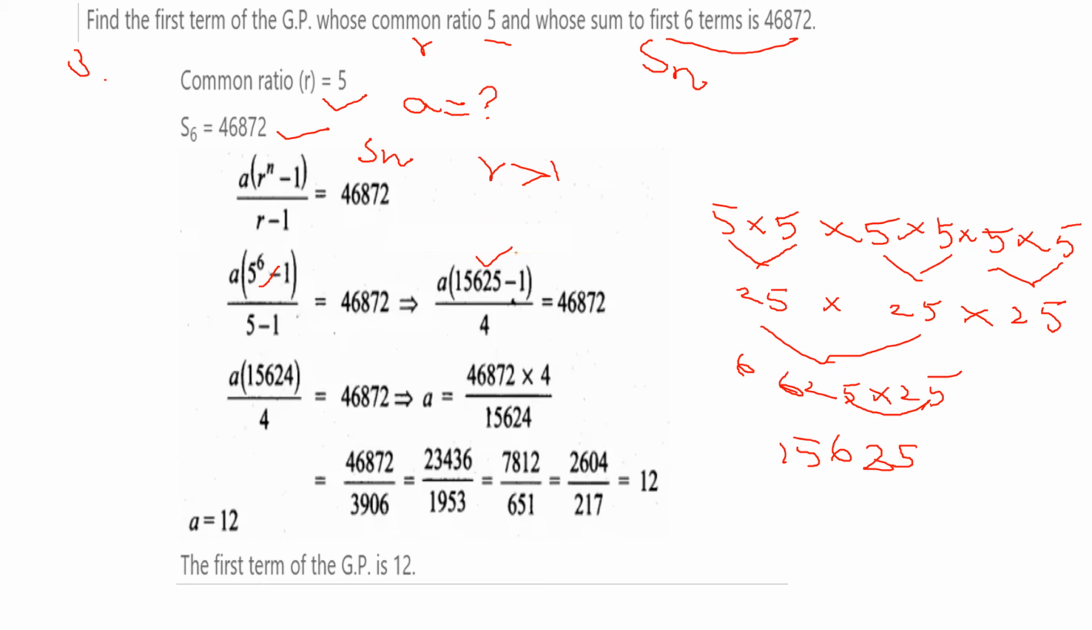46,872. So next step, A into 15,624 by 4. So this 4 will come to the right hand side, multiply. After you cancel with the 4 table, 1 4 is 4, 3 4s are 12, 9 4s are 36. Here 2 is smaller, so you put 0 and 6.